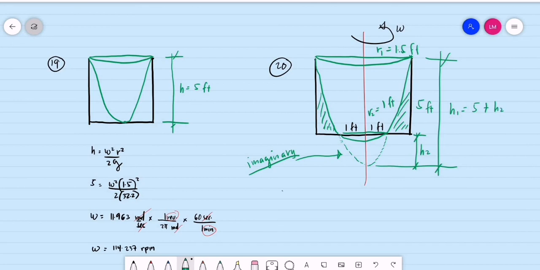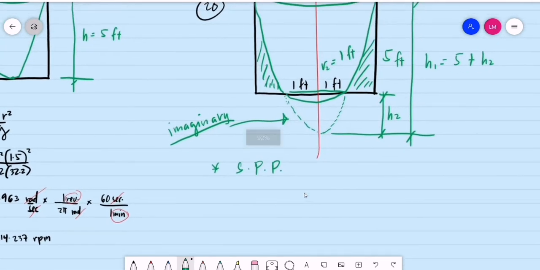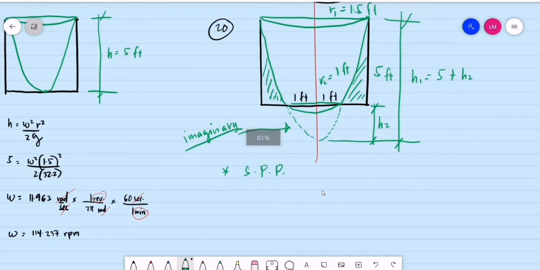So we are applying here the concept of SPP. This is the squared property of a parabola. Take note that the plane figure equivalent for paraboloid is the parabola. So we are using the squared property of a parabola. So we have R1 squared is to h sub 1 is equal to r sub 2 squared is to h sub 2.